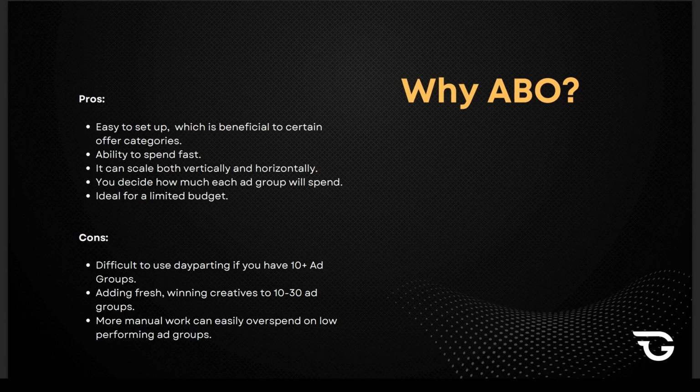For some offers like sweepstakes or CPI, where ad accounts might get banned or shut down fast, you want to scale quickly. Launching multiple ABO campaigns across ad accounts can be efficient. It's also got an ability to really spend fast, and it can scale both vertically and horizontally. You can have multiple ad groups and slowly increase the budget on winning ad groups. You can also decide how much each ad group will spend.